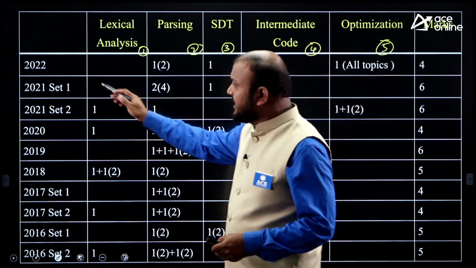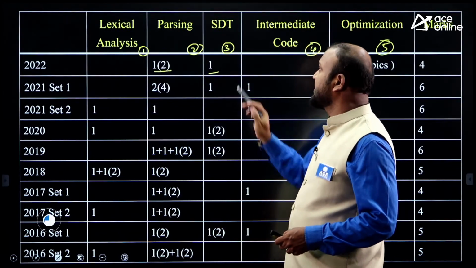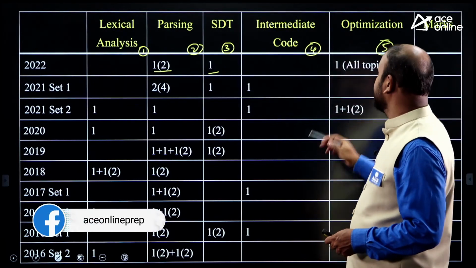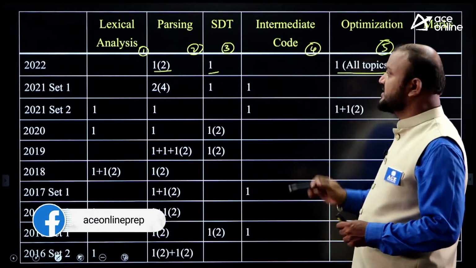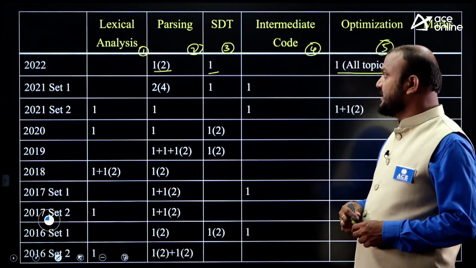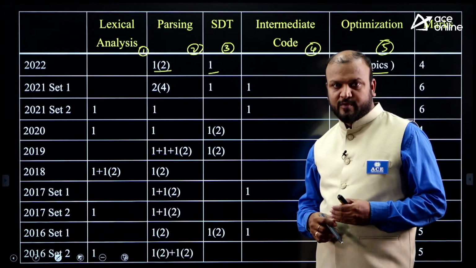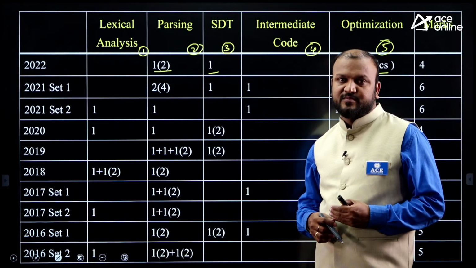Look at GATE 2022: one 2 marks question from parsing, 1 mark question from syntax directed translation, and 1 question covering all topics with major focus on optimization. Right now, totally how many marks? Totally, they have asked 4 marks from the compiler design subject.